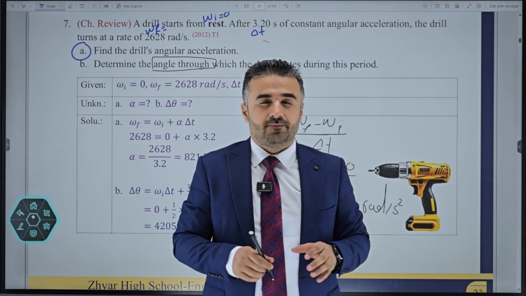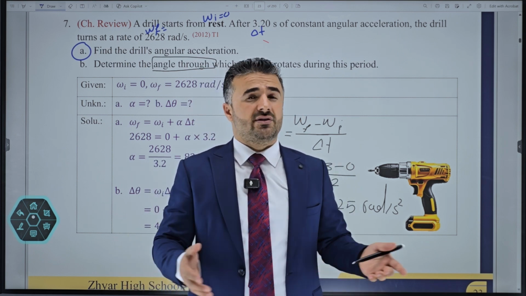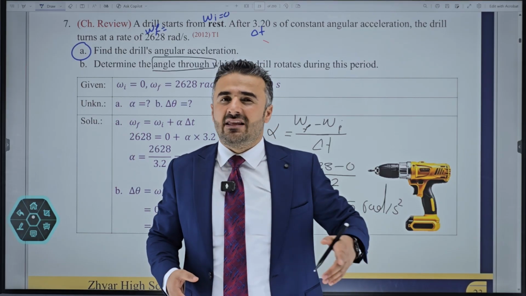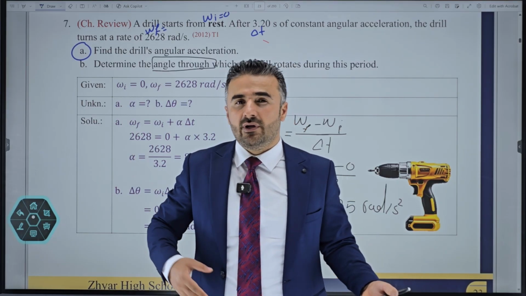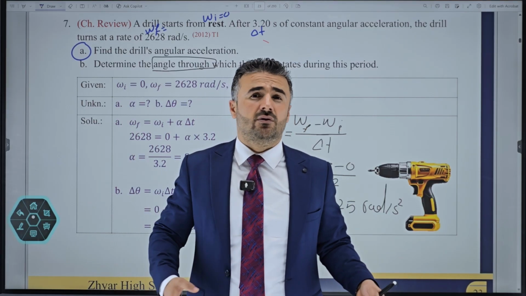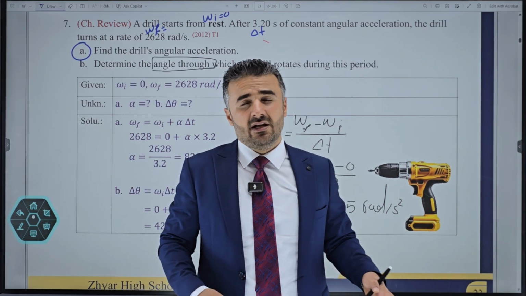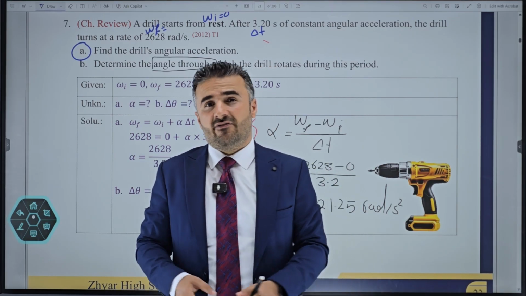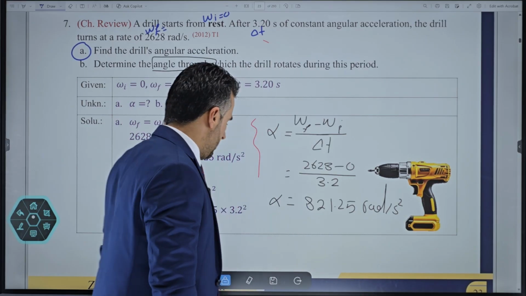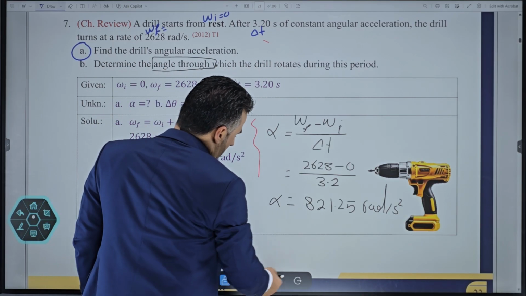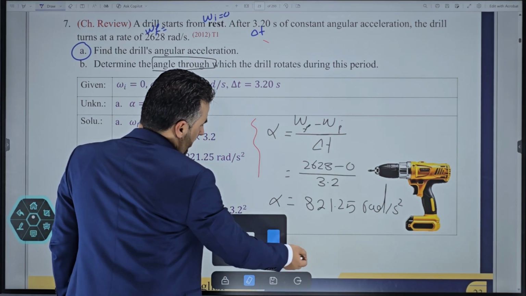Look, remember, delta theta is always in radians. Are they asking you to find the angle in revolutions, or how many revolutions the drill rotates? No. Are they asking how many degrees the drill rotates? Again, no. So you have to find the angular displacement in radians here. Now we already found the angular acceleration, so how do you find delta theta now?